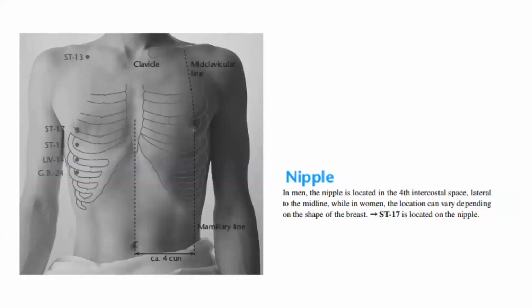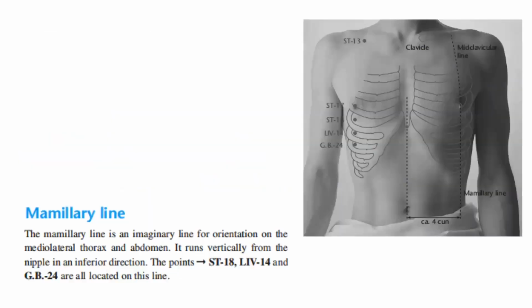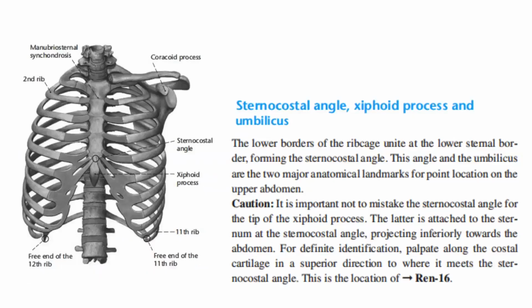In men, the nipple is located in the fourth intercostal space, lateral to the midline, while in women, the location can vary depending on the shape of the breast. Stomach 17 is located on the nipple. The mammillary line is an imaginary line for orientation on the mediolateral thorax and abdomen. It runs vertically from the nipple in an inferior direction. The points Stomach 18, Liver 14, and GB 24 are all located on this line.